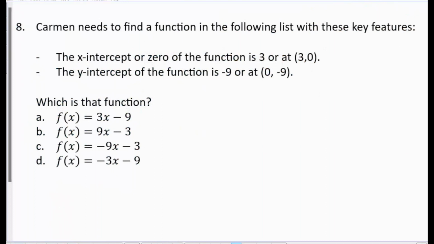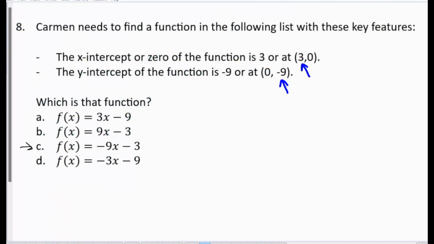All right, number 8. Cameron needs to find a function in the following list with these key features. So it has an x-intercept or 0 of the function is 3 or at 3, 0, and the y-intercept of the function is -9 or at 0, -9. So I'm going to be looking for the one that gives me an x-intercept of 3 and a y-intercept of -9. So we can start, easiest way is to start plugging in for each of the functions. So let's start with C.